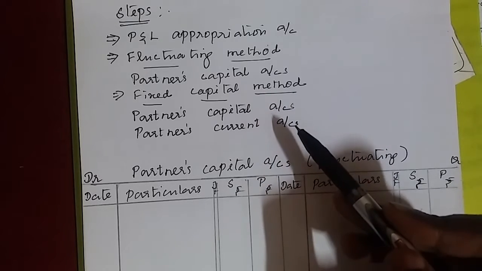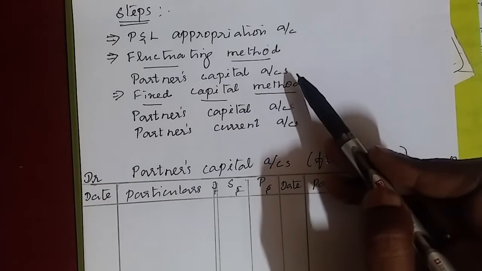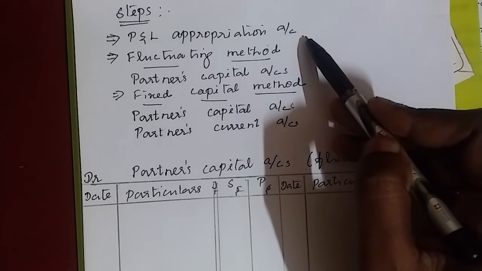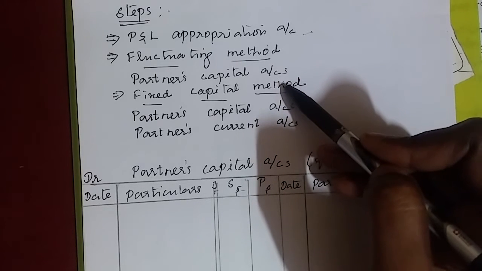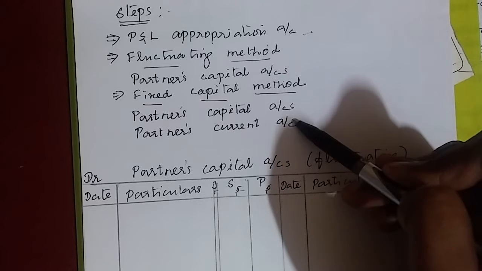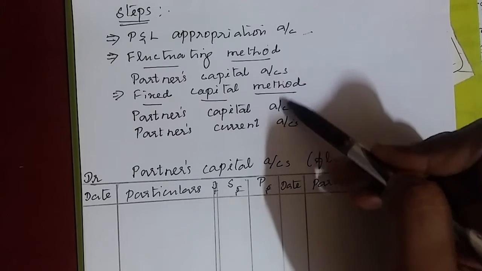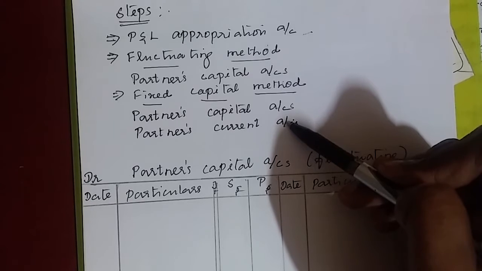These are the steps. But for the state syllabus students, the P&L appropriation account alone can be asked in 6 marks. They don't ask the partners' capital or current account in 6 marks or in 14 marks. But they can ask the partners' capital or current account in practical oriented questions. They can ask it in 5 marks.